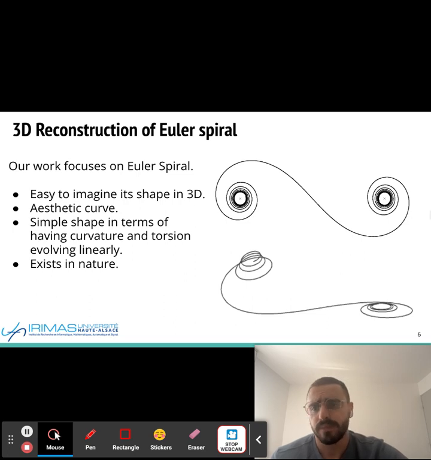If we continue, now if we speak about our work, we can say that our work focuses on the reconstruction of a specific family of curves, which is the Euler spiral. As a motivation of why we chose to work on the Euler spiral, we can say that normally we as human beings, if we see a pattern whose curvature evolves linearly, it's somehow easy to imagine its shape in 3D. Also, the Euler spiral curve is an eidetic curve, and part of the Euler spiral exists in nature.